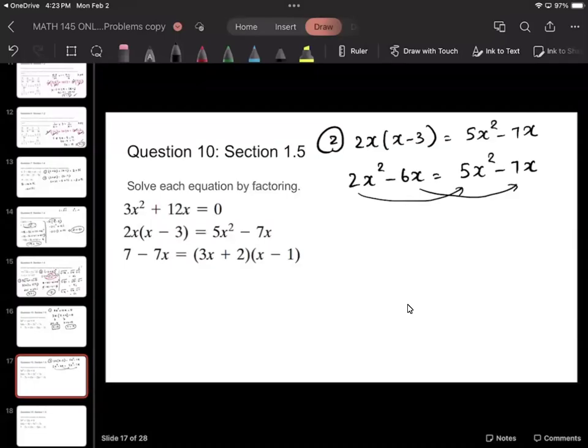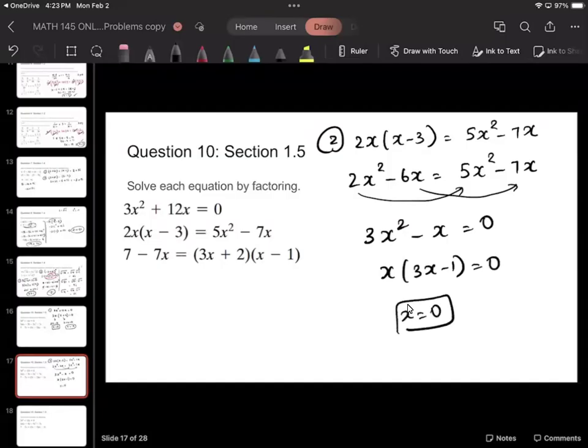So 5 minus 2 is 3. Negative 7 plus 6 is negative x. So that's what. You can combine it any way you want, but you're going to see that this is what's going to happen. Then factor the x out. Solve. x is either 0 or 1/3, right? So these are the two solutions.